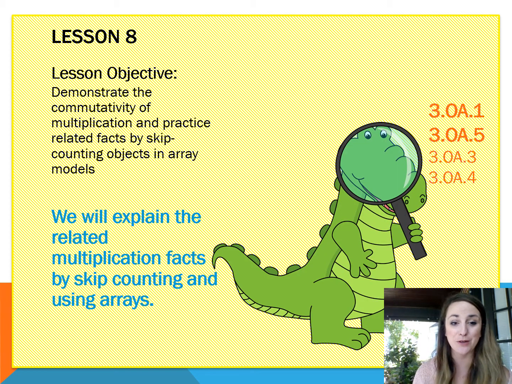We are going to work on the commutative property of multiplication. We're going to practice skip counting facts in an array model. We will explain those related multiplication facts by skip counting and using arrays.